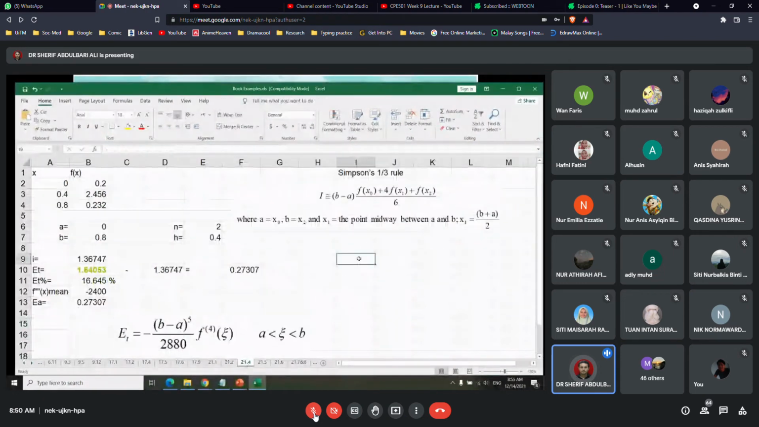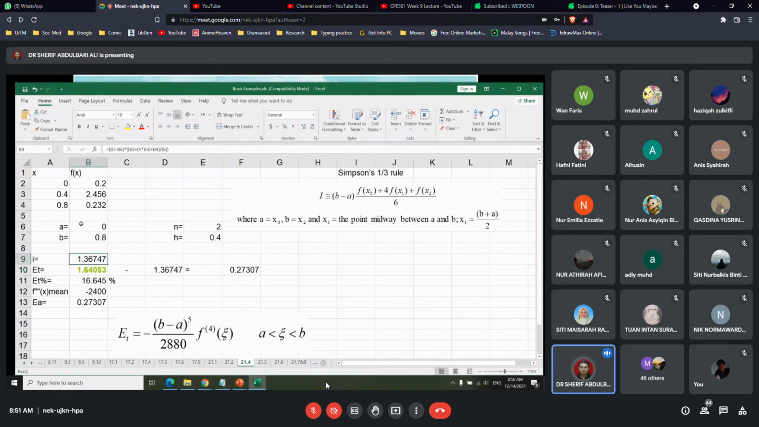Okay, so let's do that. Since the midpoint between 0 and 0.8 is going to be equal to 0.4, it means I have 3 points: 0, 0.4, 0.8. These 3 points will create 2 segments. My first segment is from 0 to 0.4, my second segment is from 0.4 to 0.8. Okay, so now I'm going to use this equation to find the integral.